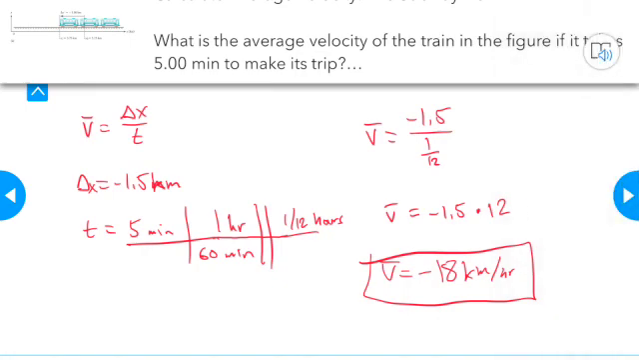But really, in any situation, if you have a problem given to you in kilometers per hour, you need it in meters per second, divide by 3.6. If you have it in meters per second and you need it in kilometers per hour, multiply by 3.6.